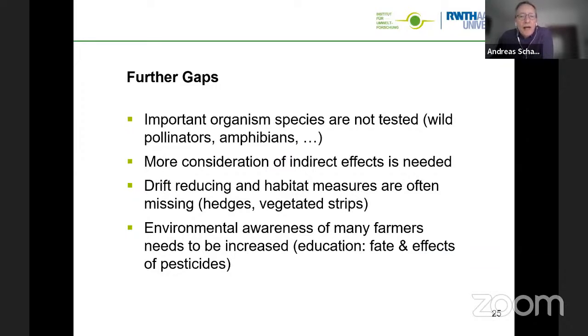Drift reducing and habitat measures are often missing, like hedges or vegetated strips. And I think, or many people think, that the environmental awareness of many farmers needs to be increased. So they have to be better educated regarding the fate and the effects of pesticides.